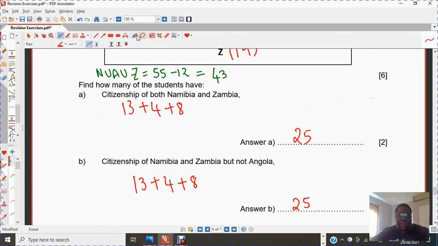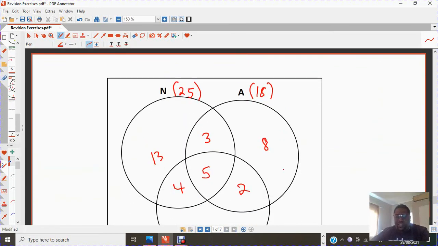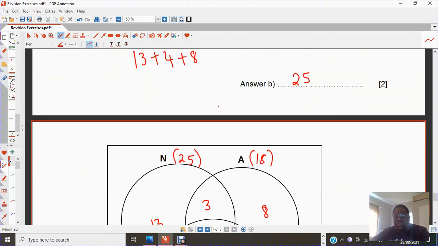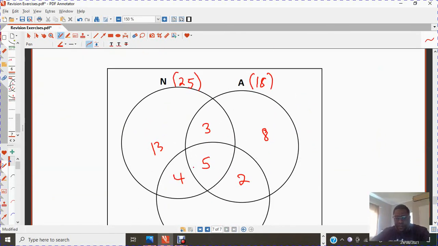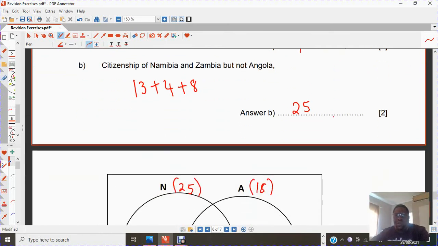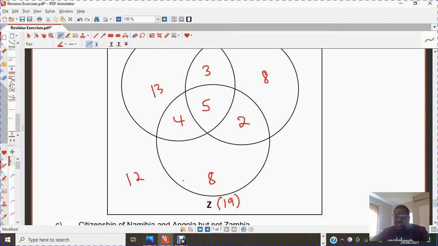This one here says citizens of both Namibia and Zambia. Both Namibia and Zambia, well, it's that 4 that we calculated before. It's Namibia and Zambia, so it's this 4 and the 5. So 4 and 5, because you have this 4 plus the 5 here. So it must be 9. So it's 4 plus 5, which gives me 9. They have got both citizenship of Namibia and Zambia: the 5 that have all 3, and the 4 that only have Namibia and Zambia.